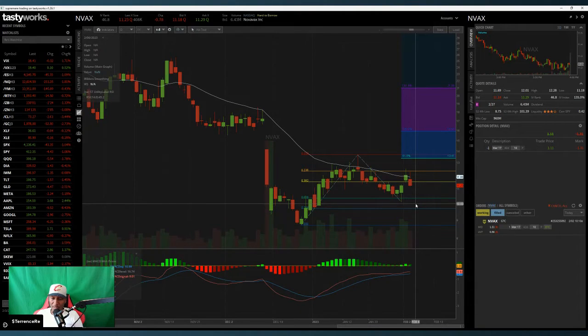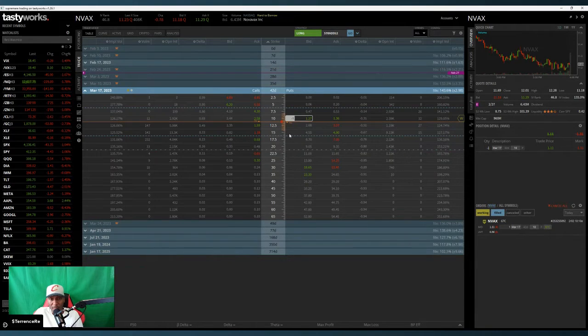Now I got 42 days, so more than likely it can come all the way down here. That doesn't mean I'm gonna get put to shares, right? Because I still got 42 days to go. What you're looking at is the extrinsic value of the short option when you're trying to determine whether or not you're gonna get put to shares.